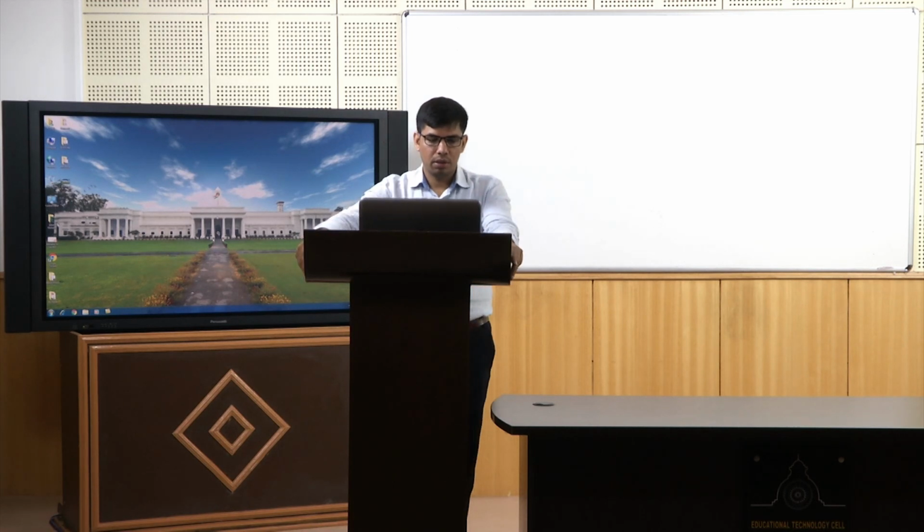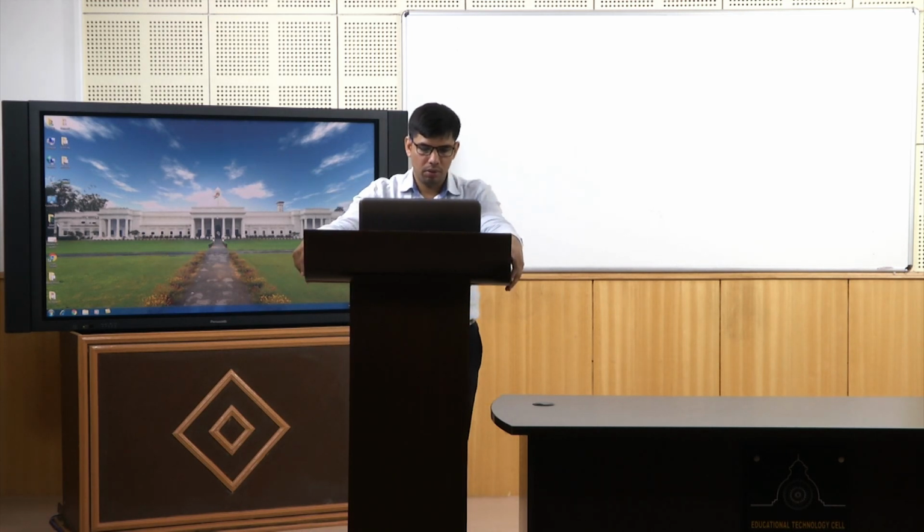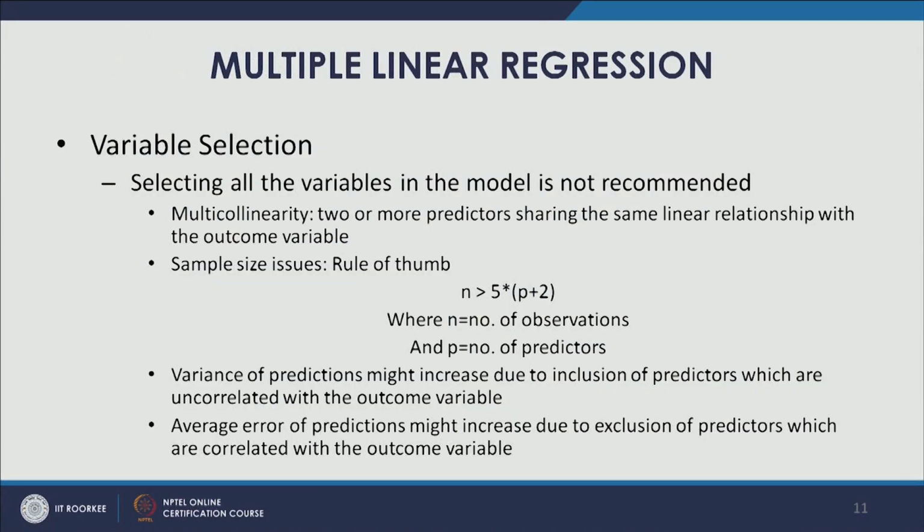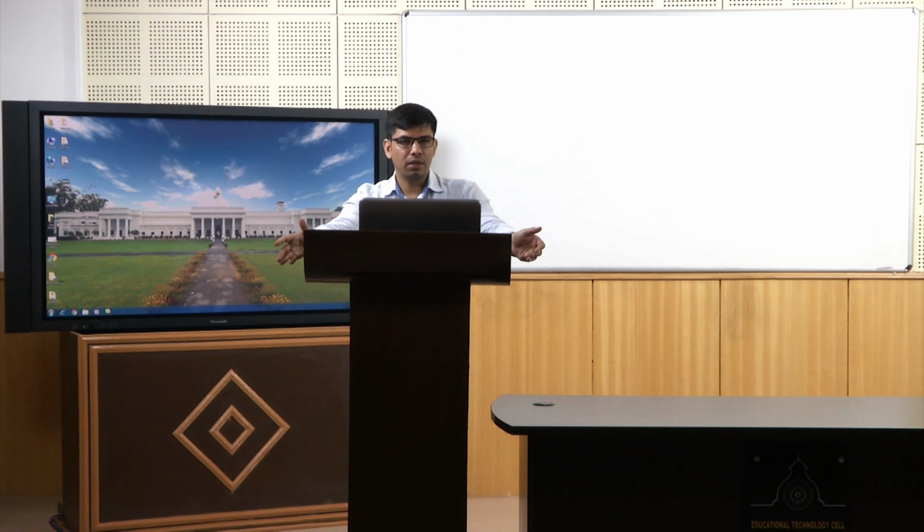Now a few other things would also be there. For example, the variance of predictions that we make after modeling might increase due to inclusion of predictors which are uncorrelated with the outcome variable. If we have more variables in the model, there are more chances of including some predictors which are uncorrelated with the outcome variable, and therefore they will increase the variance of predictions. So that is avoidable.